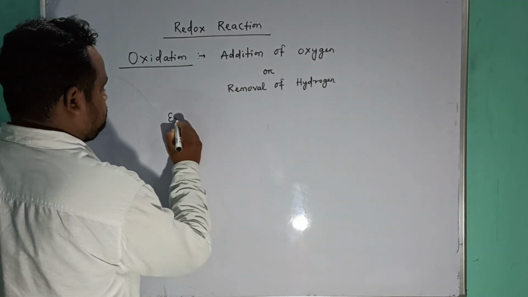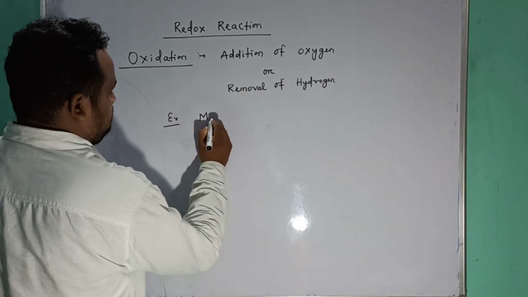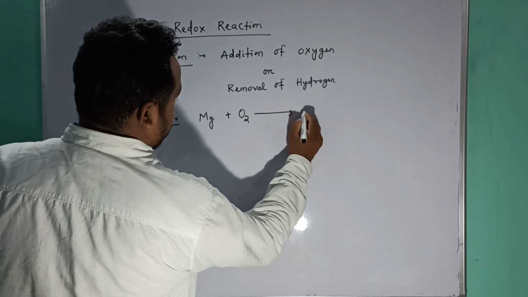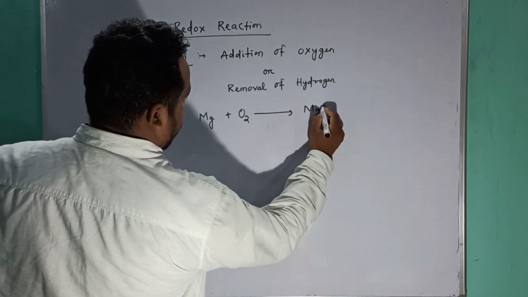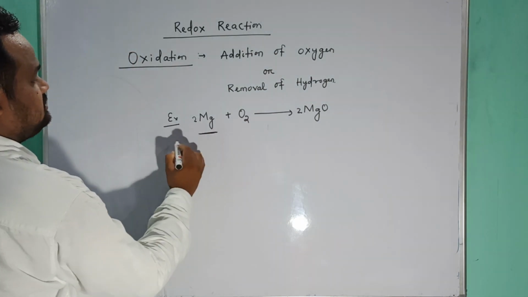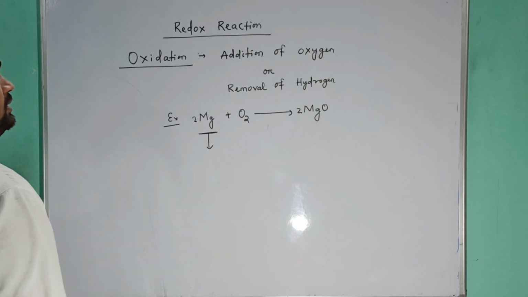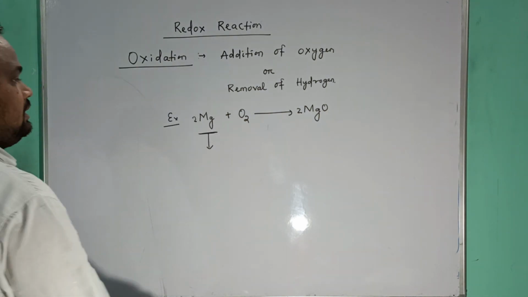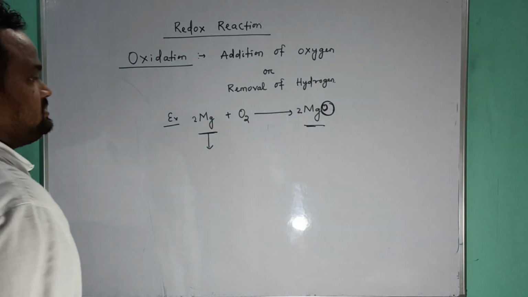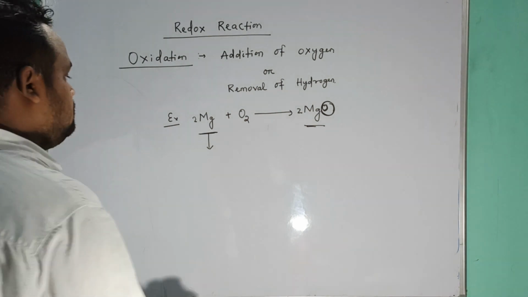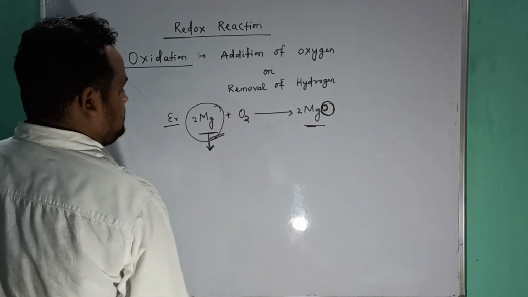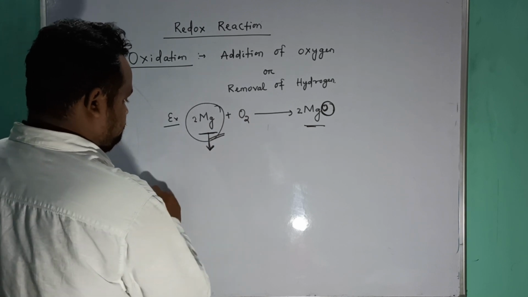For example, magnesium combined with oxygen, what happened? It will form magnesium oxide. So what happened to magnesium? Here only one magnesium is there. Now in the magnesium, addition of one oxygen takes place. Magnesium का क्या हुआ? Oxidation takes place here.